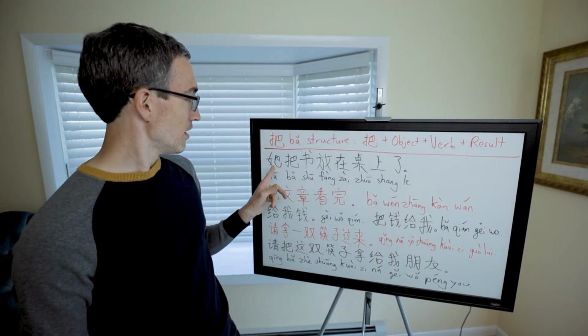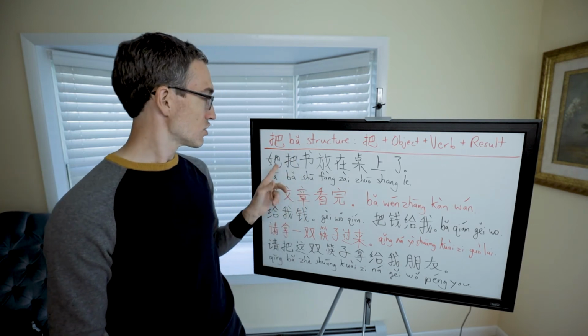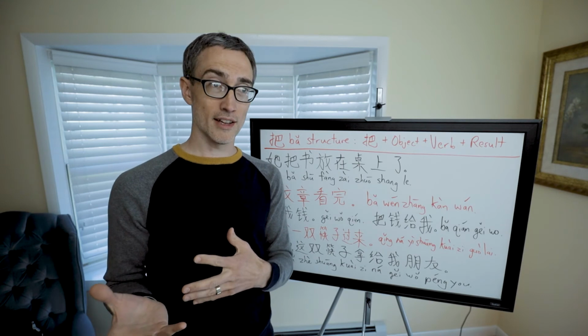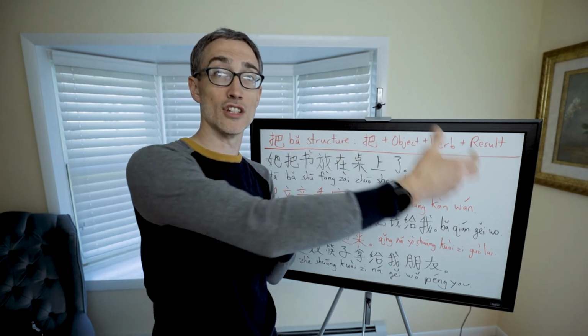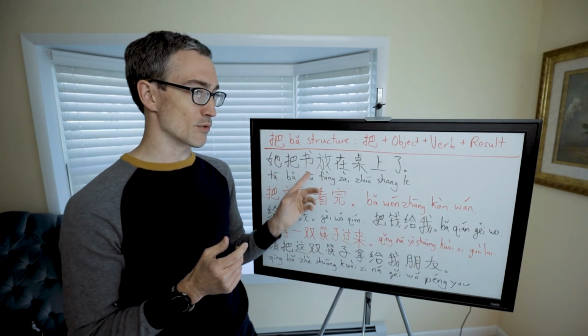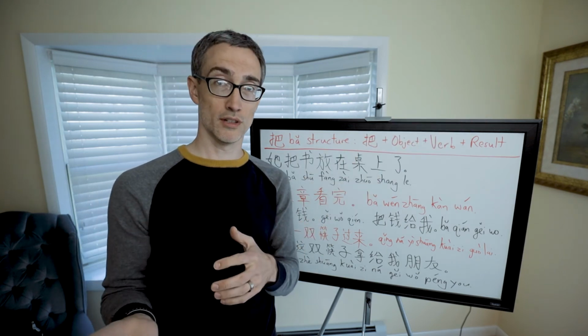Look at this one. 她把书, she took the book, or she took the book and she put it on the table. So we know what book we're talking about. And now the point is it has been changed from one location to being put on the table. So we're not focusing on what the object is. We're not saying, hey, I need a book. We're saying what to do with the book that we already know about.